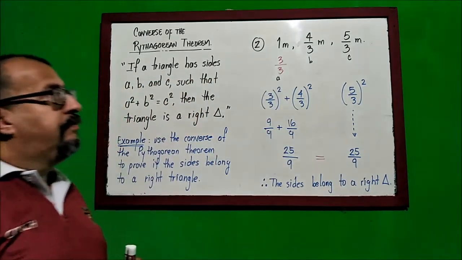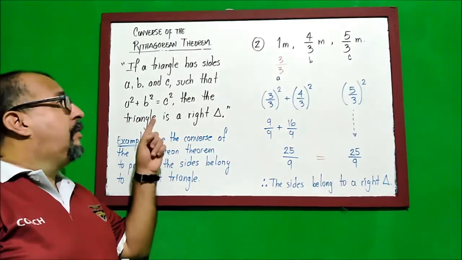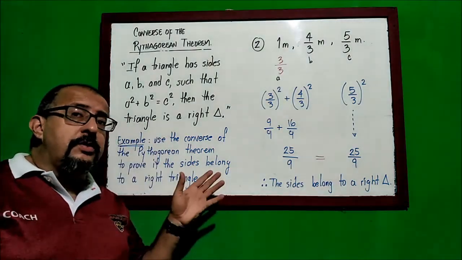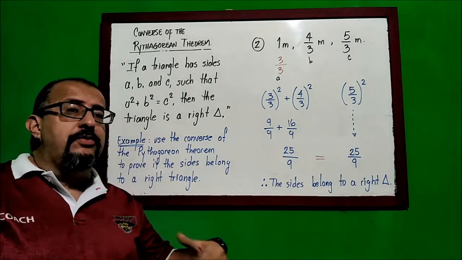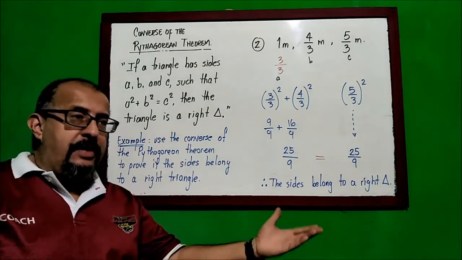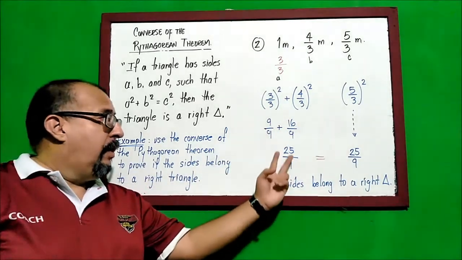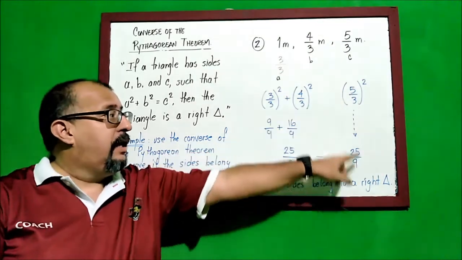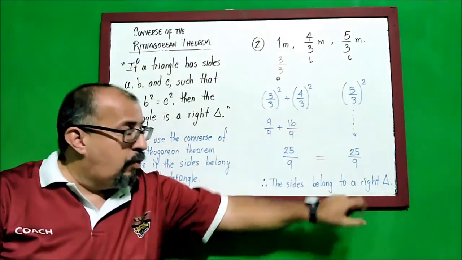And there we have it. This is how we use the converse of the Pythagorean Theorem. The converse is used when three sides are given and we want to prove if those sides belong to a right triangle. We simply add the squares of the two shorter sides. When we find an expression, we square the longest side, and if these two results are exactly the same, then we have a right triangle.